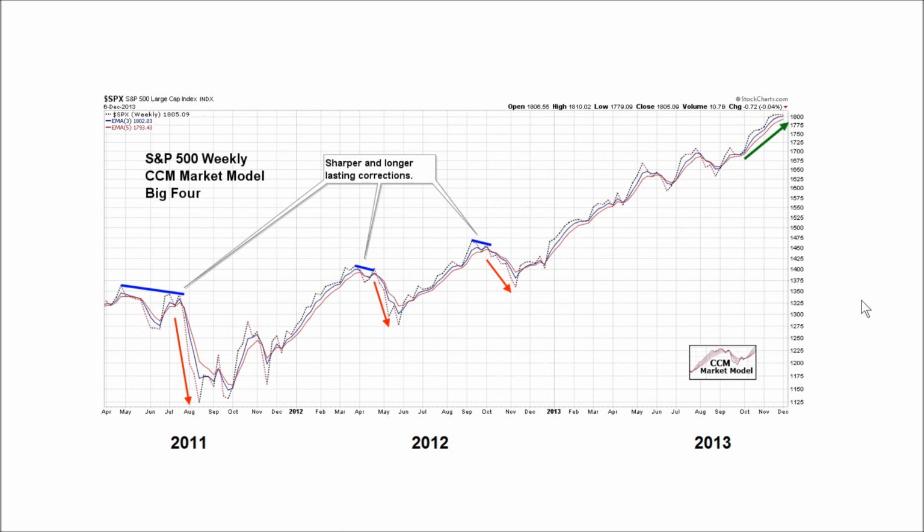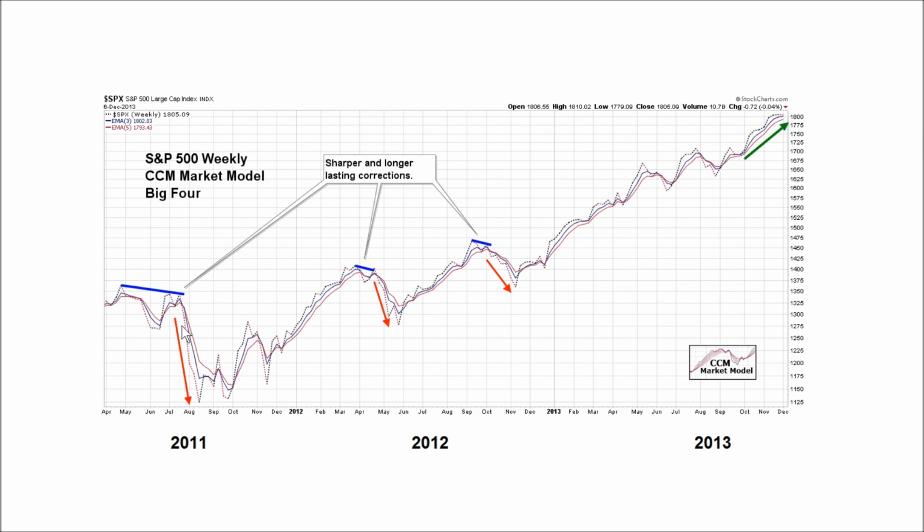This is the last chart in the CCM Big Four. It's the one that carries the highest weight in the CCM correlation model, which is one of the sub-models that feeds into the master CCM market model. Why does it carry the highest weight? Price is more important than anything, so it by far and away carries the highest weight in the model. You can see we clearly still have a bullish look here.